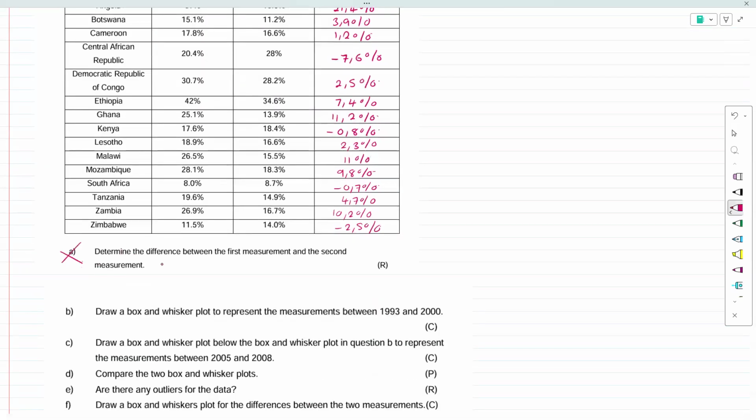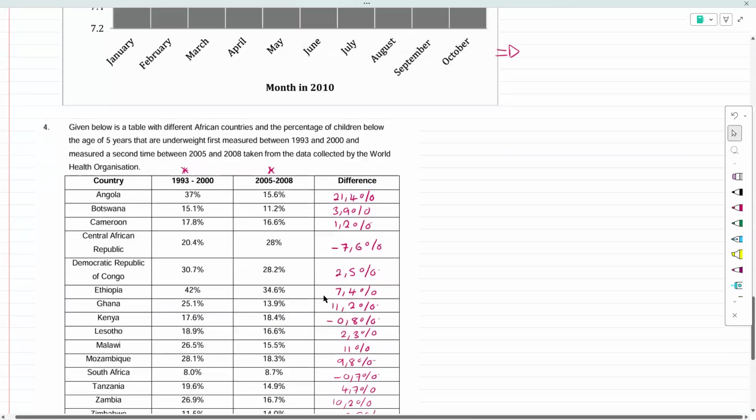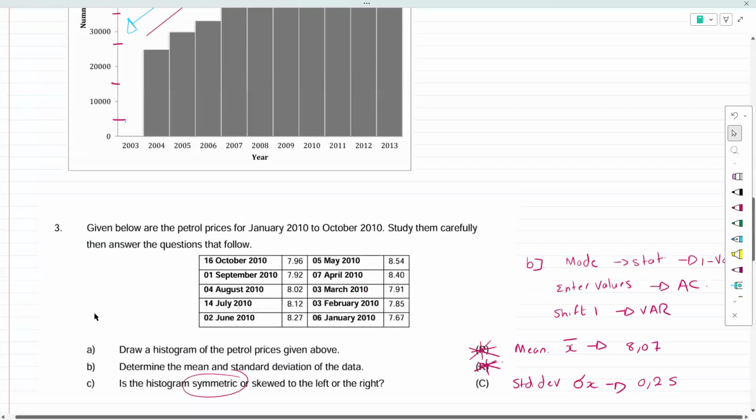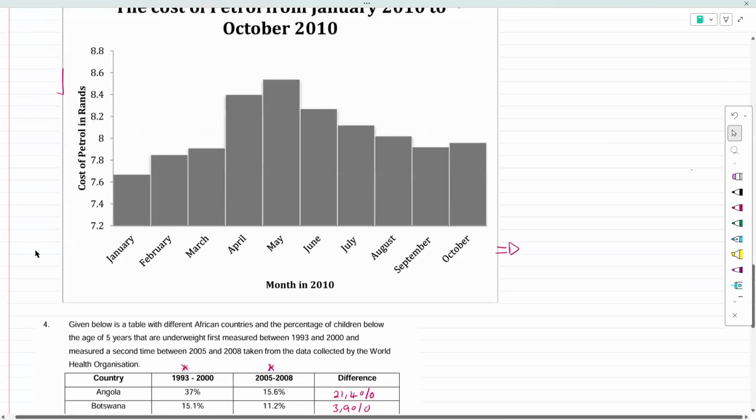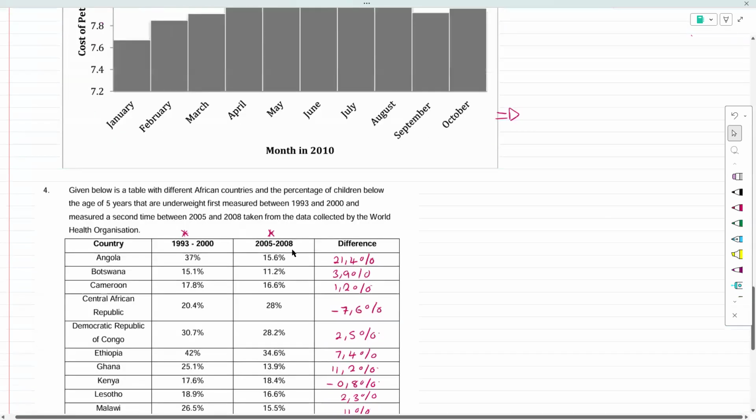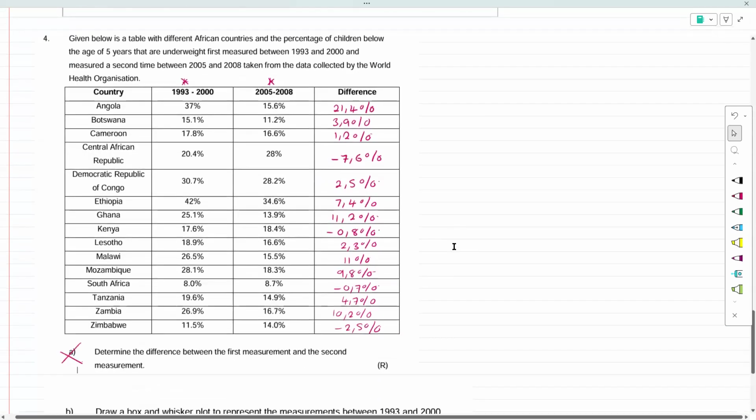Question A said to find the difference. Now, when it comes to entering values into the calculator, you don't have to put stuff from smallest to biggest. But when it comes to physically calculating something, the rule is everything needs to go in ascending order. You have to physically start with the lowest and go to the highest.